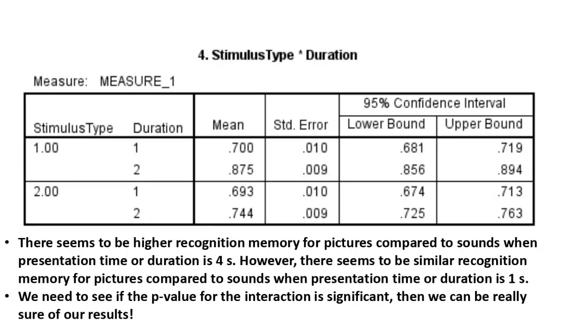So now comes the interaction itself, and this makes it a bit more complicated when you look at the output. So what is interesting is now you have stimulus type and you have duration and then you have the means. We have a good standard error. It's not like 0.1 or 0.2 that would affect the significance level. So what do you see from this in terms of the output?